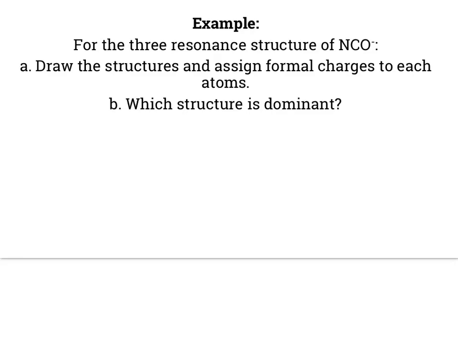Alright, so for the 3 resonance structures of NCO-, A, draw the structures and assign formal charge to each atom, and then B, figure out which structure is dominant. So, try it by yourself, draw the structures, assign the charges, come back in a bit and I'll have them up here.